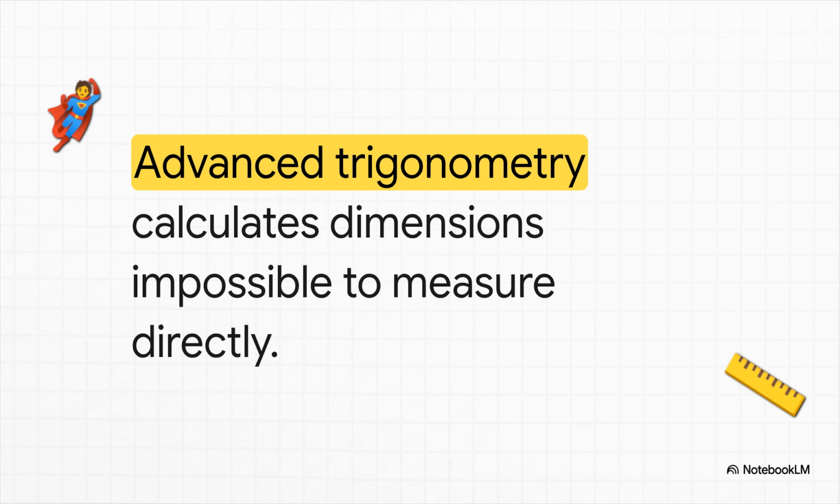So, here is the absolute core takeaway for you today. Advanced trigonometry literally allows us to see and calculate dimensions that are incredibly impractical, or frankly, totally impossible to measure directly. Think of it like a human superpower. It lets us calculate these vast distances and highly complex spatial relationships without ever needing to pull out a physical measuring tape. It simply unlocks the hidden geometry of the whole world around us.